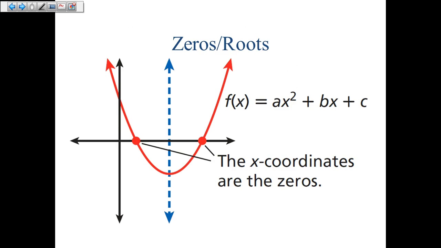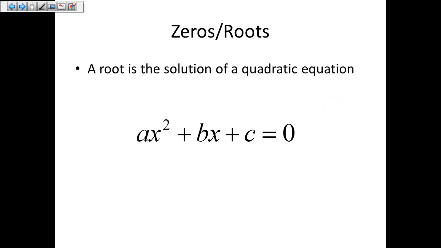Now, the difference between zeros and roots. Basically, quadratic functions have zeros. That is where the graph crosses the x-axis. Quadratic equations have roots. So the difference is a 0 is for a quadratic function, or really any function. A root is the solution of a quadratic equation, or any equation really. Pretty much the same thing, just kind of depending on what you're talking about.